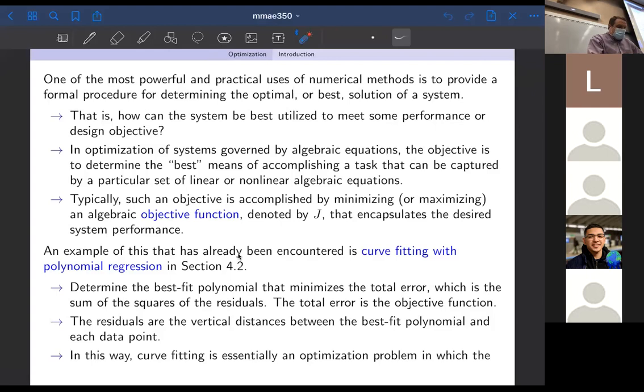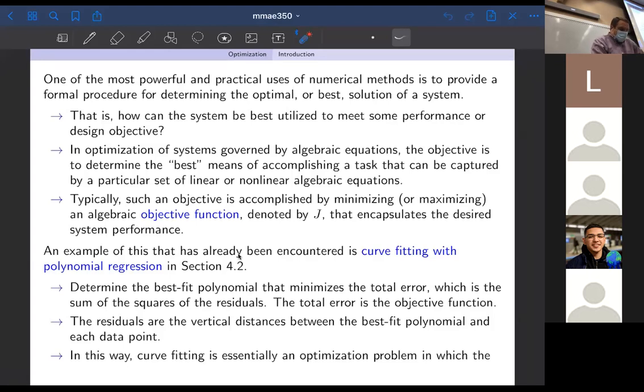This is a topic that is not always in undergraduate numerical methods books, not necessarily because it's particularly hard. It's just that, for whatever reason, it has not been standardized. Undergraduate numerical methods is not standardized on including optimization. However, I think it should, because it is so powerful and so useful for us as engineers.